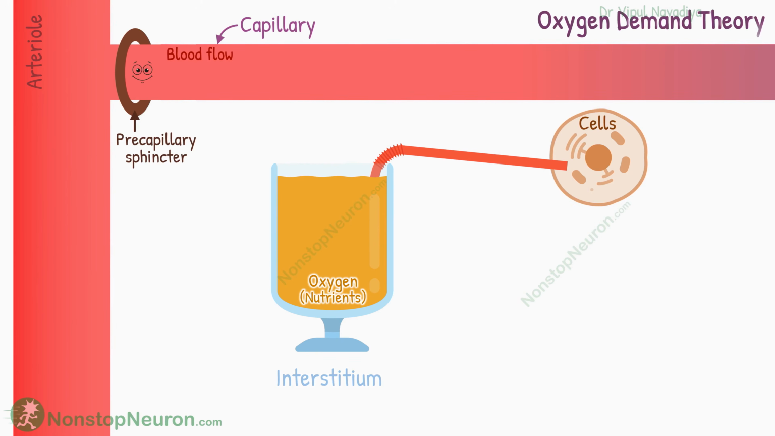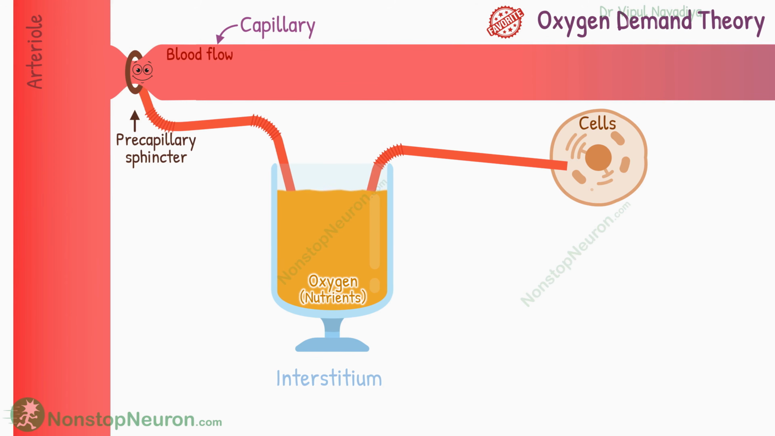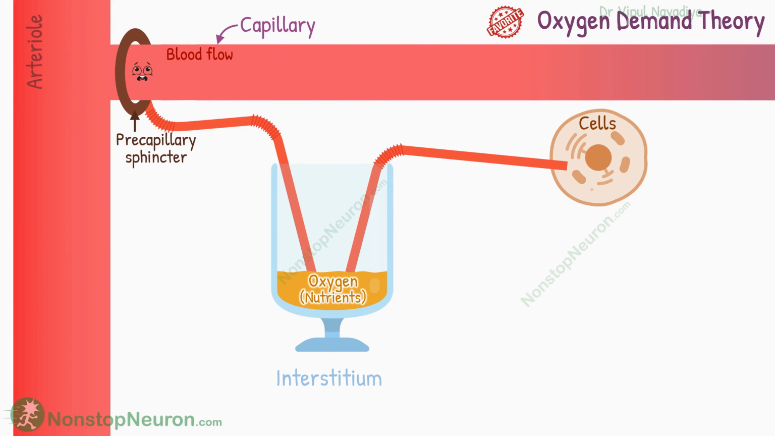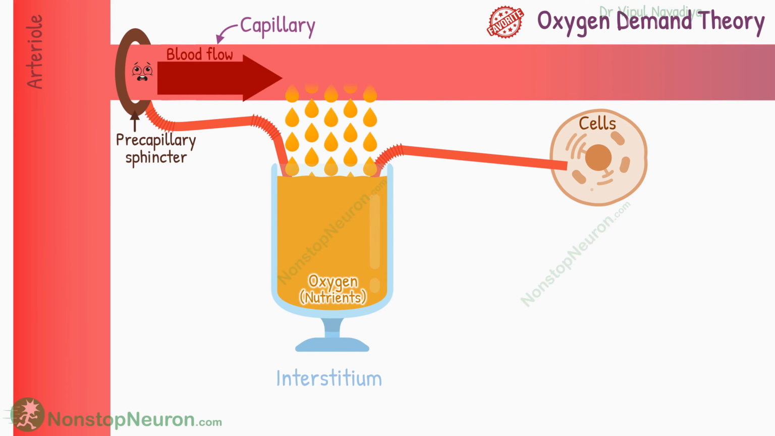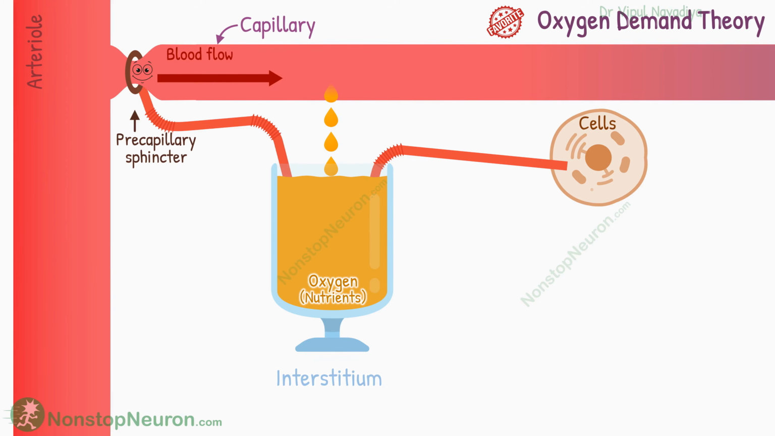Next is the oxygen demand theory. This is my favorite. Among all the mechanisms, this is the simplest, and yet the most impressive one. Forget other structures. Precapillary sphincters and metarterioles themselves also require oxygen and other nutrients for contraction. So when the oxygen level falls in the tissue, they cannot contract. Or in other words, they relax due to lack of oxygen. This increases blood flow and brings oxygen. When oxygen is there, the sphincters can contract. The contraction reduces the blood flow.